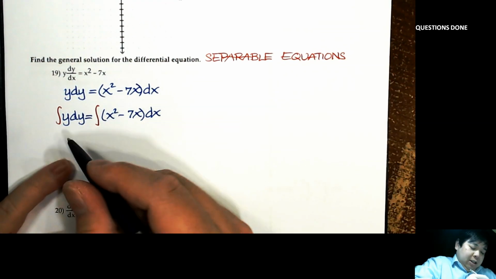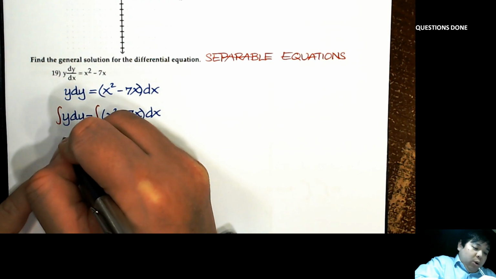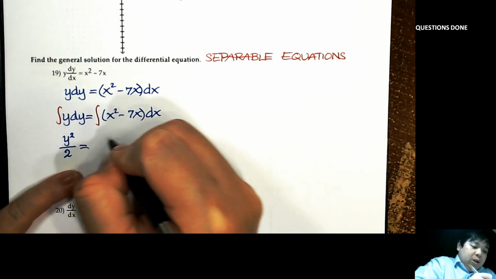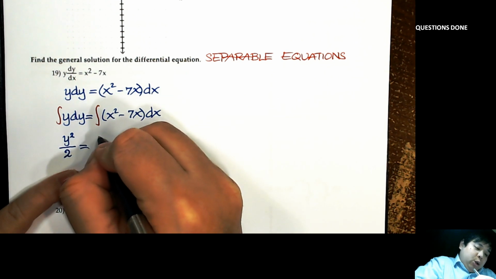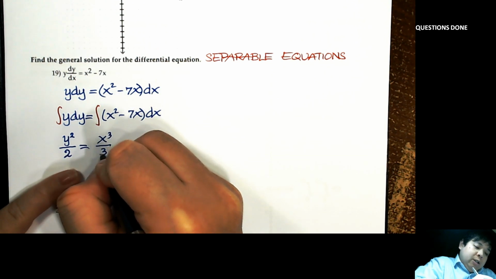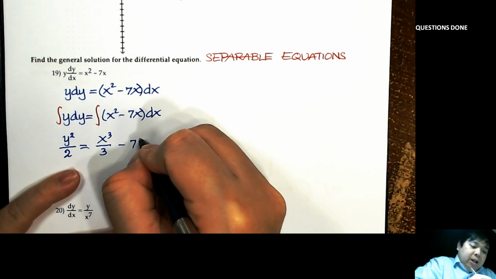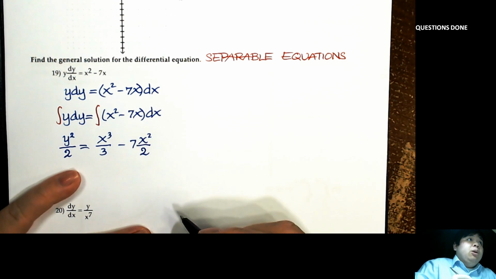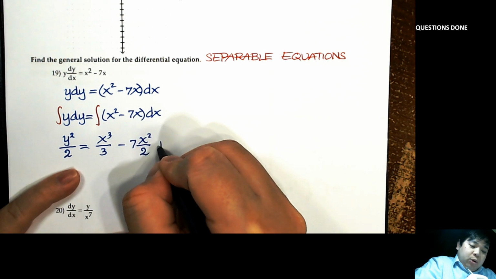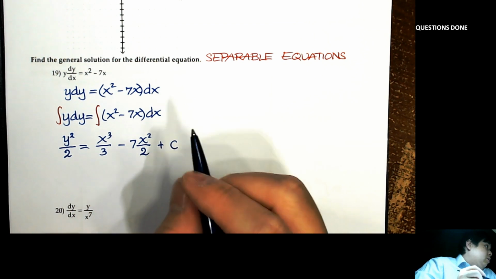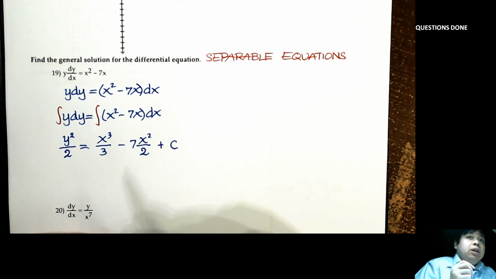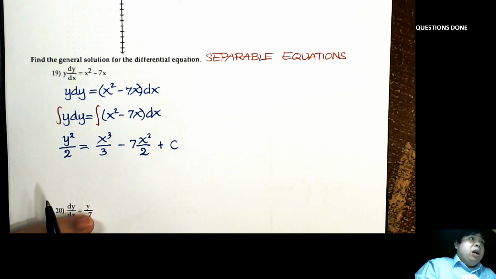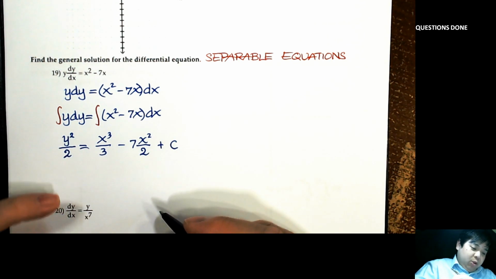And then the integral of y will be y squared over 2. And the integral of this side will be x cubed over 3 minus 7x squared over 2. Yes. We need a constant on either side. I'm going to put it here. Alright. Next we try to get the y by itself, or the y squared first.